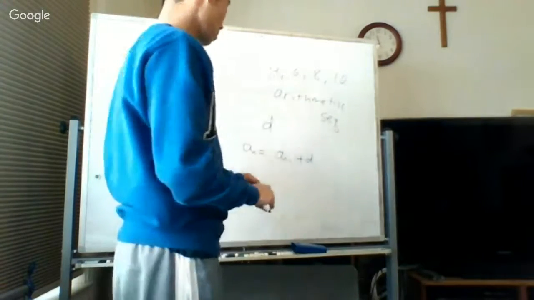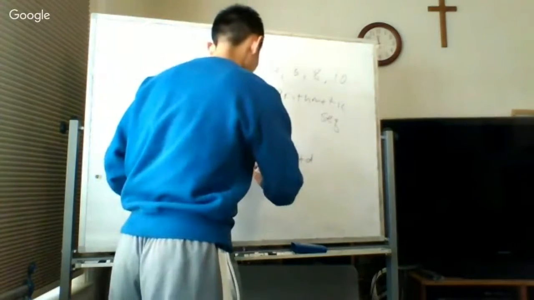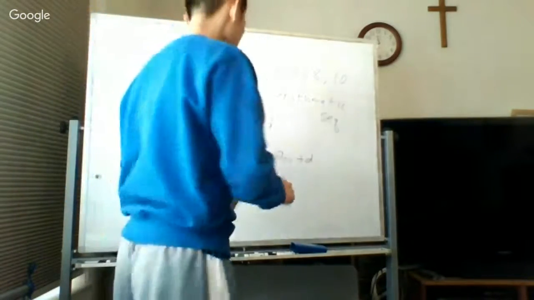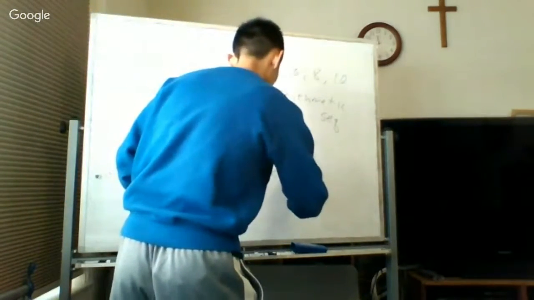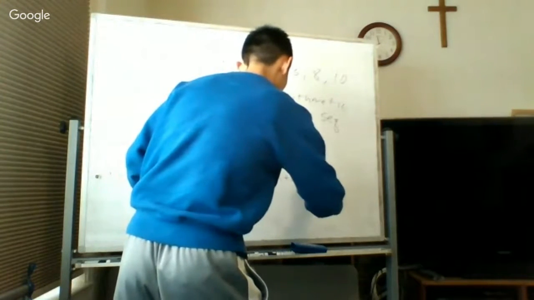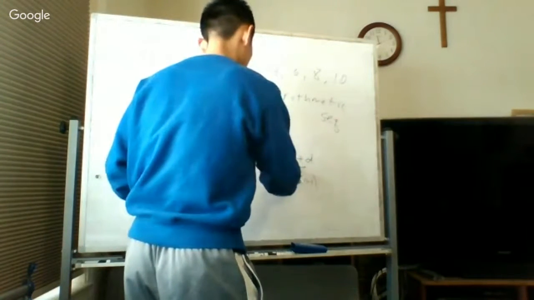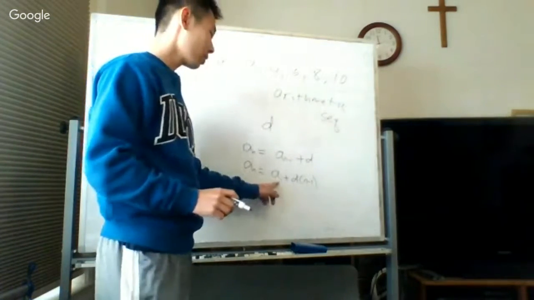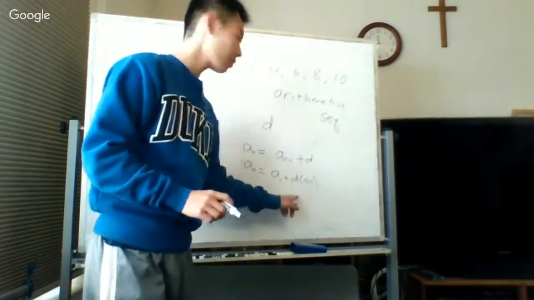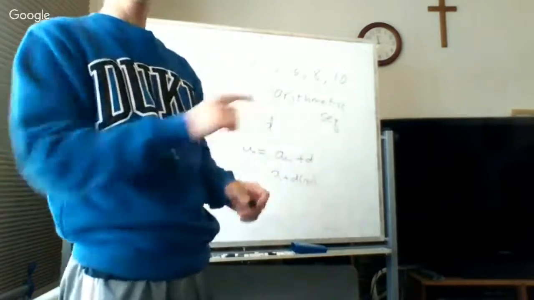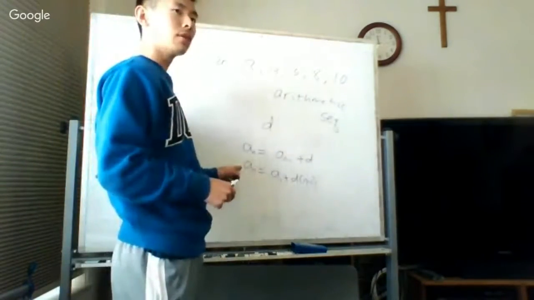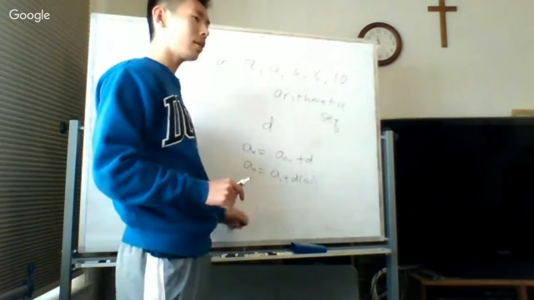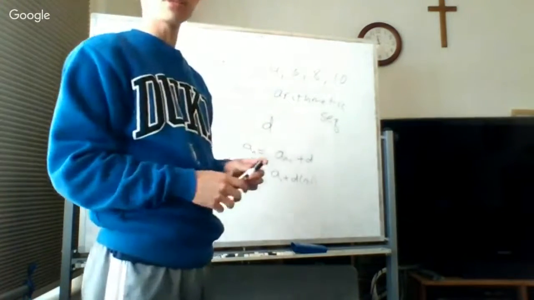So now we can also get an explicit formula for this. It's equal to the first term, a sub 1, plus D, the difference, times n minus 1. This you definitely should write down. The first one, the recursive one, you guys can figure out easily. The second one, write that down. You're going to be using it a lot.